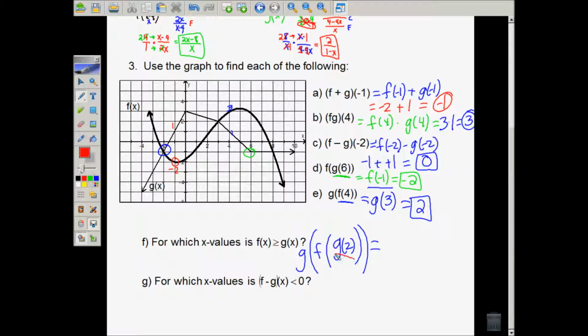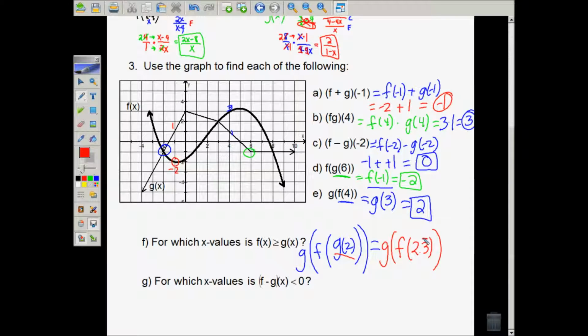All right, here we go. So innermost is what? G of 2. So I'm going to go to 2 and go to G. And that's like 2 and a third. 2.3. You put 2.3? Yeah. So 2 and a third. You can be a little more specific there.